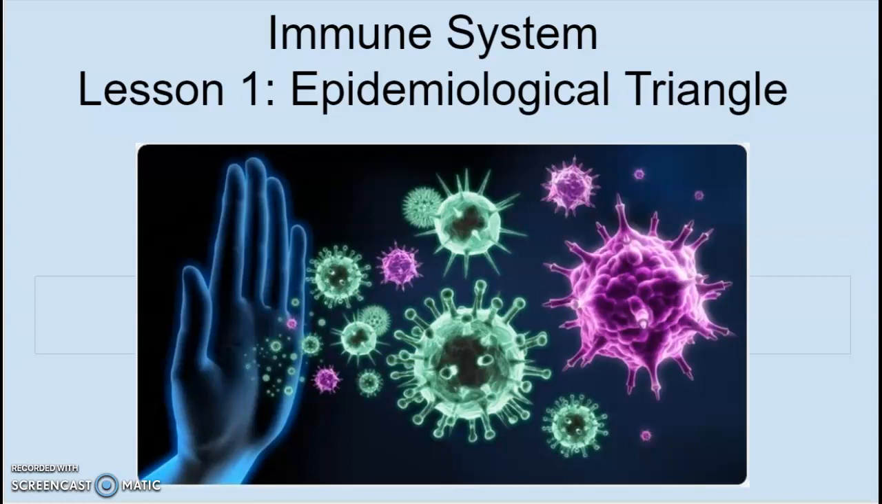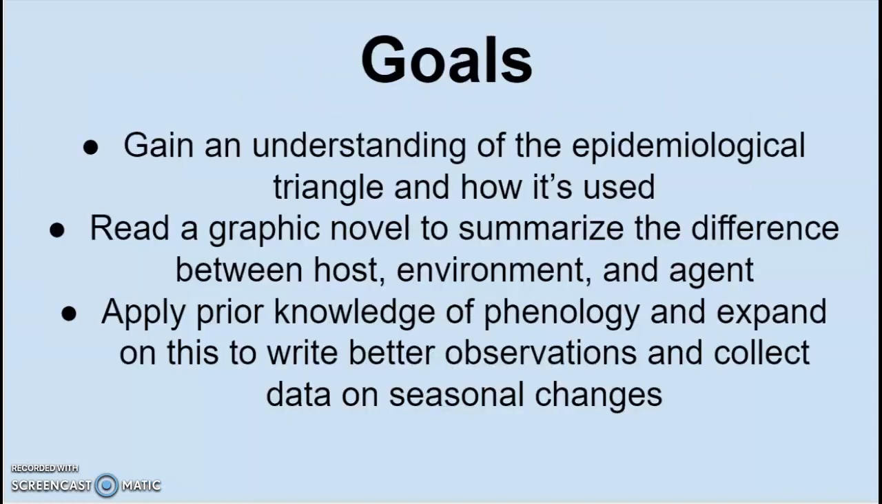So your goals as you walk through this lesson, by the end of it, you're going to be able to gain an understanding of the epidemiological triangle and how it's used. You're going to also read a graphic novel to summarize the difference between host, environment, and agent. And then with your phonology journal, you're going to apply prior knowledge of phonology and expand on this to write better observations and collect data on seasonal changes.